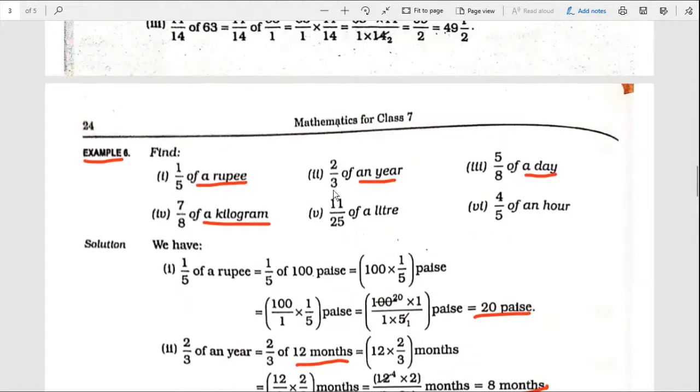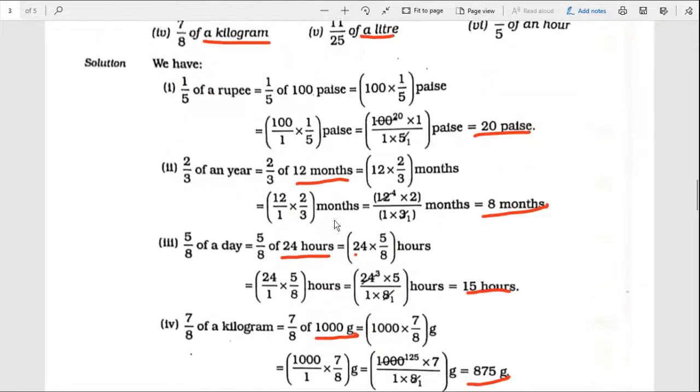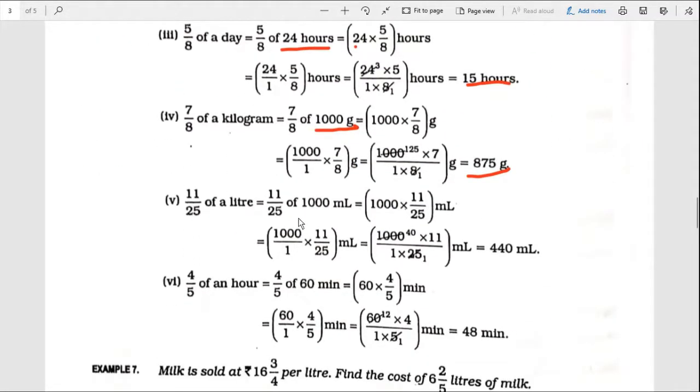In the next question, 11 by 25 of a liter. So again, a liter means 1000 milliliter. It will be changed to 11 by 25 of 1000 milliliter. It will be divided by 40. 25 40s are 1000. So 40 into 11, 440 milliliter.